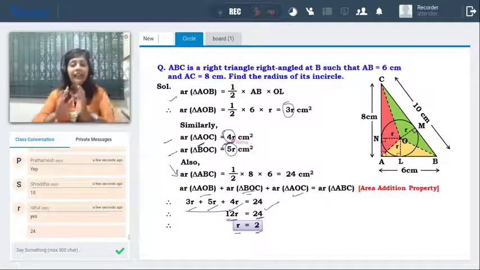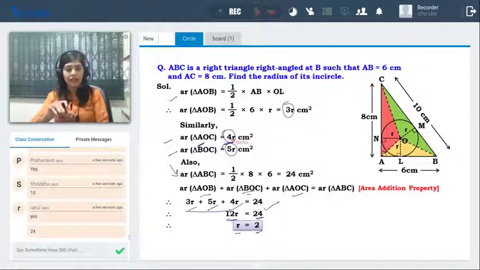All right, students? Okay. Any doubts with this sum? I would like you all to tell me if there are any doubts with this particular sum.